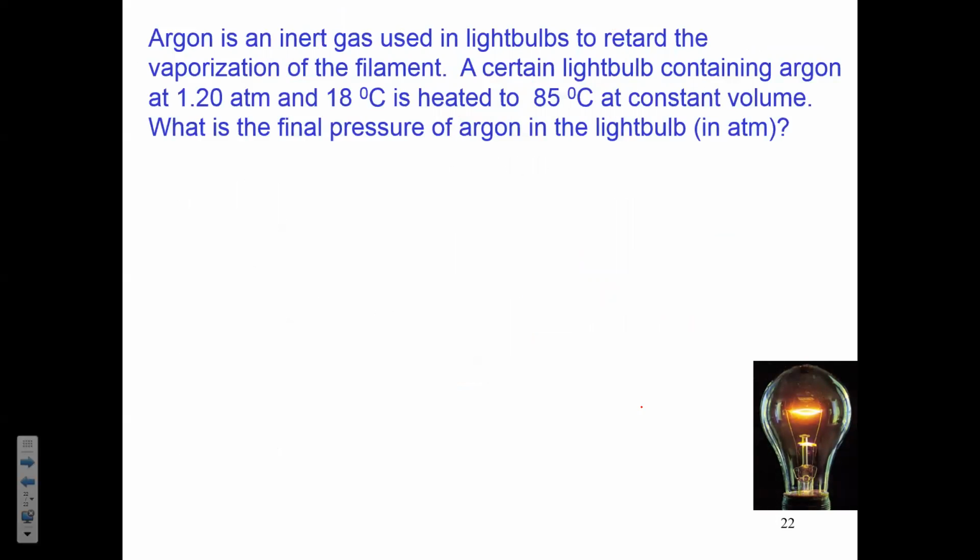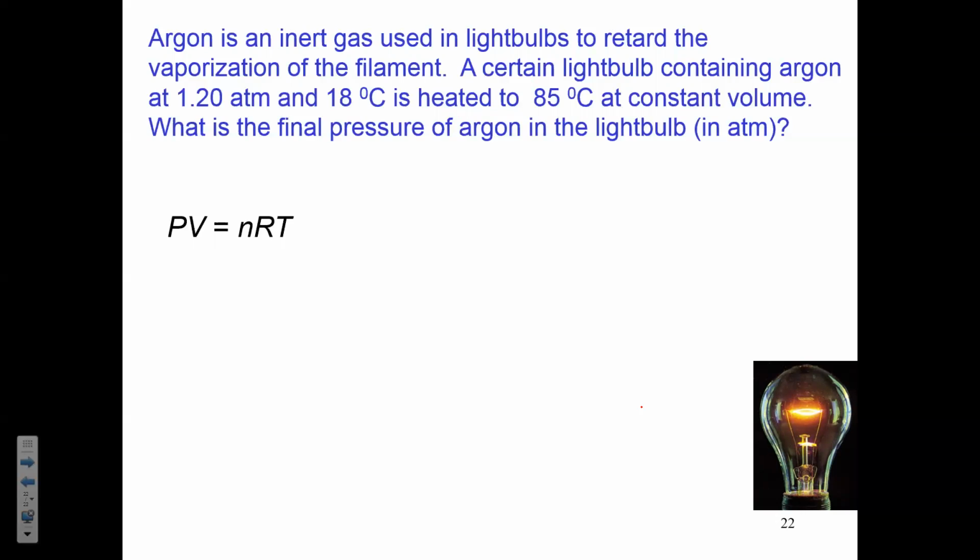Okay, let's try this one. It's a little different. It says argon gas is an inert gas used in light bulbs to retard the vaporization of the filament. A certain light bulb contains argon at 1.2 atm and 18 degrees Celsius, and is heated to 85 degrees Celsius at constant volume. What is the final pressure of the argon in the light bulb in atm? The one thing you need to know about temperature again is that we need to convert it.